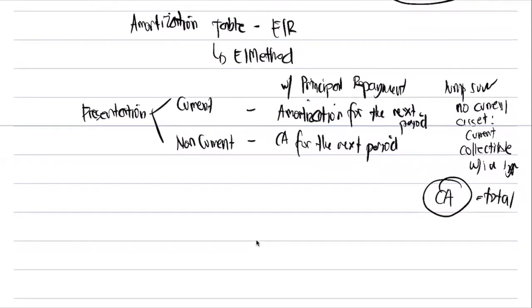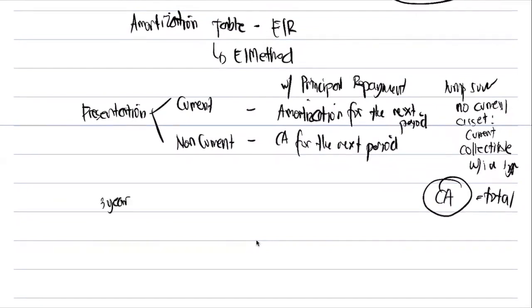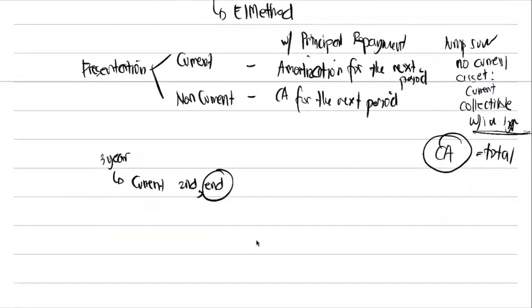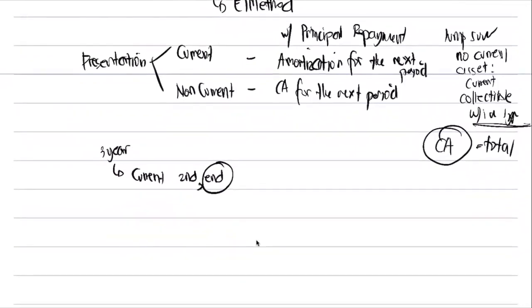No problem with lump sum, because we know that it will only become current when we can actually collect it. So if that is a 3-year, it becomes current only on the second year, at the end of the second year, because it is now collectible within 1 year. The problem is when it is with principal repayment. So how do we get the presentation? When the question is current and non-current presentation of loans receivable.